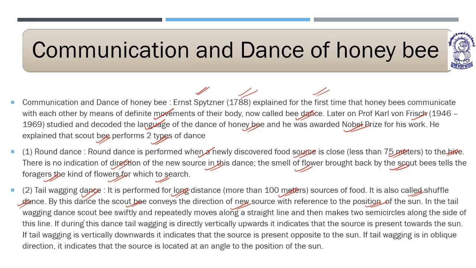In the tail wagging dance, scout bee swiftly and repeatedly moves along a straight line and then makes two semicircles along the side of this line. If during this dance tail wagging is directed vertically upwards, it indicates the source is present towards the sun. If tail wagging is vertically downwards, then it indicates the source is present opposite to the sun.